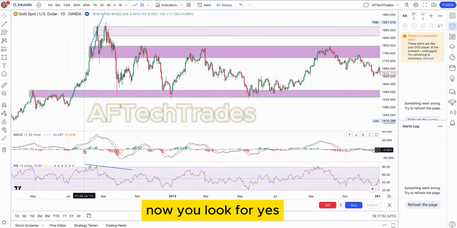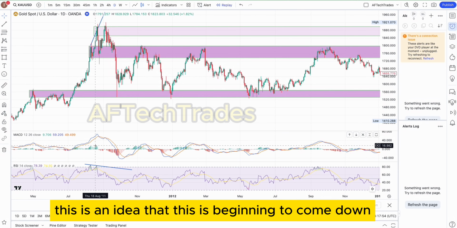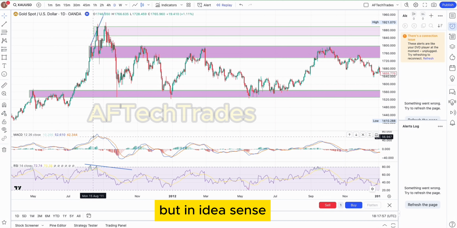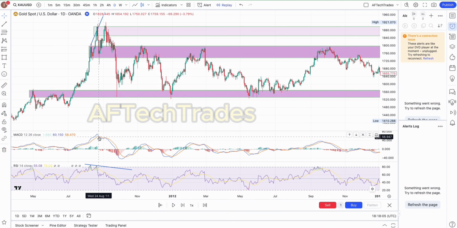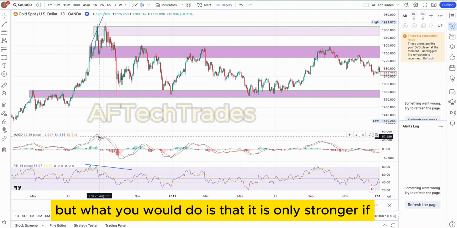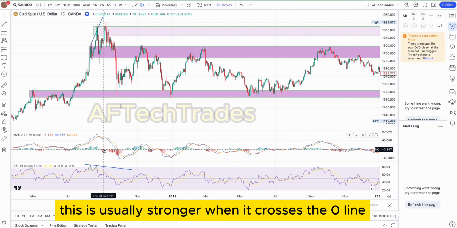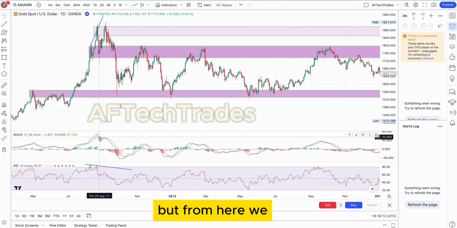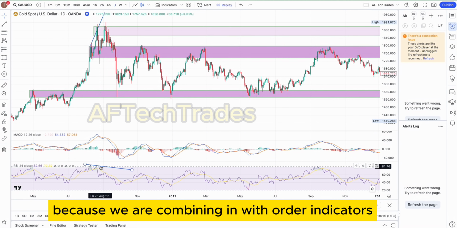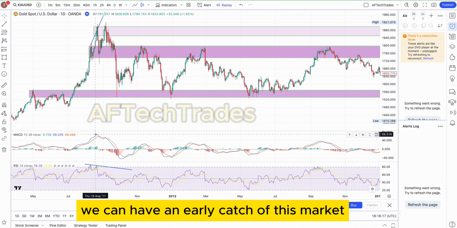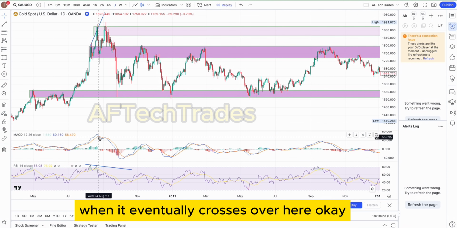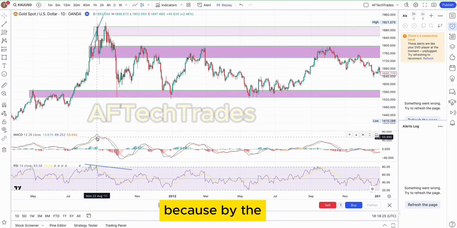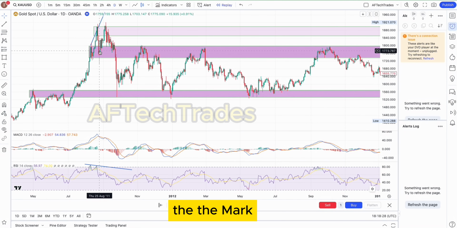Yes, this is an indication that this is beginning to come down, but in an ideal sense, the crossover is a confirmation. Once it crosses over, it's a confirmation that the downtrend has resumed. It is usually stronger when it crosses the zero line. But because we are combining it with other indicators, we can have an early catch of this market instead of waiting for when it eventually crosses over here. Okay, so what happened, because by the look at the crossover, the price is already here.